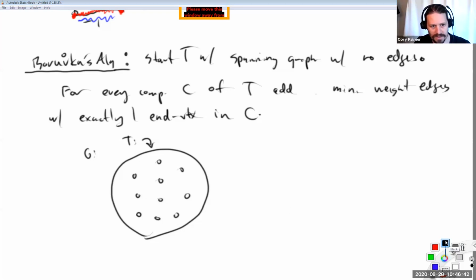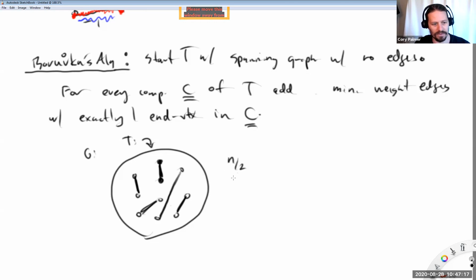So what Borůvka says is for every component, I want to add the minimum weight edge with exactly one vertex in that C. So for each of these, I look for the minimum weight edge incident to it and say, okay, great, add that one. In adding this edge, I'm not going to add another edge out of this vertex. Then I add an edge here, an edge here, an edge here, and then an edge here is possible too. So the first step, you can actually run this in parallel. You're going to basically get n over 2 edges.